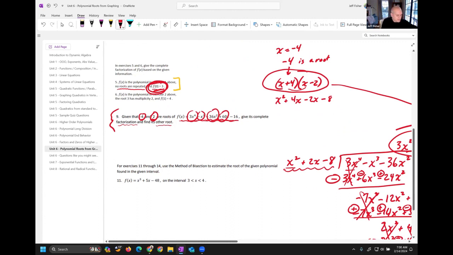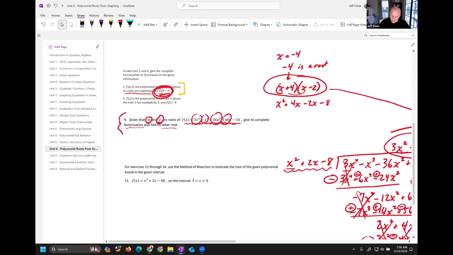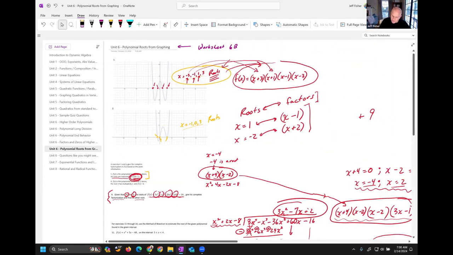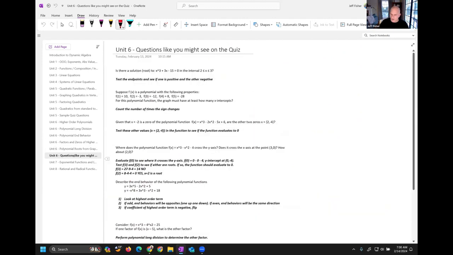Which worksheet is that? That is worksheet number 6B. This is all on worksheet 6B, right? I think I said that already. So let's finish up today by going through some questions like you might see on the quiz. And this is where I think it will really help you to synthesize and pull together this information. And then we'll be finished up. Okay? Let's talk about these questions.